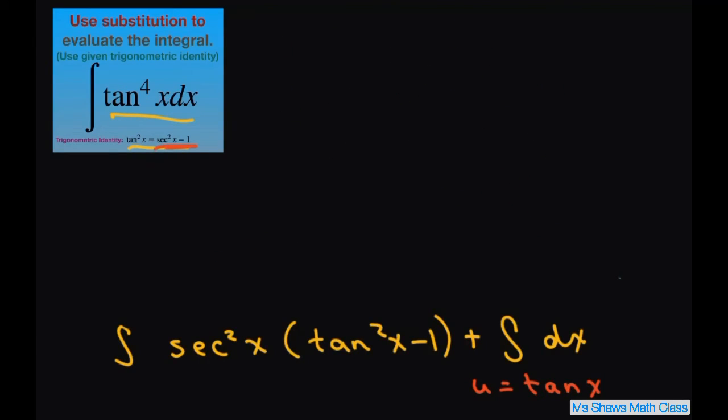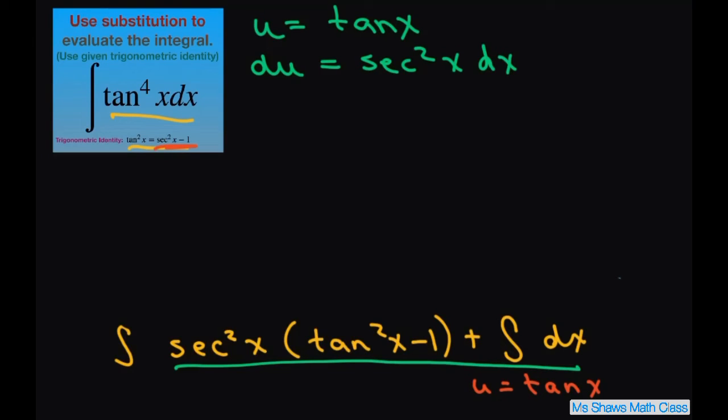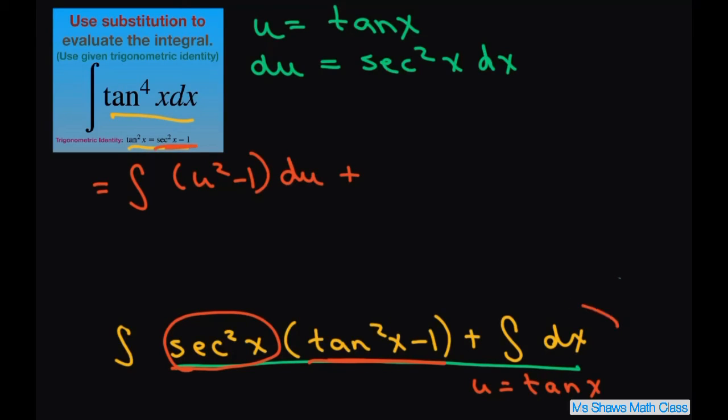All right. Now that we have this, we're going to let u equal tan of x. Therefore, the derivative of u with respect to x is secant squared of x dx. And the reason I wanted to leave this here is that now we have to write everything in terms of u. So we're going to have this equals the integral. This piece here is going to be u squared minus 1. This piece here is going to be du. And then we still have this attachment. So this is going to be plus the integral dx, or integral of 1 dx.